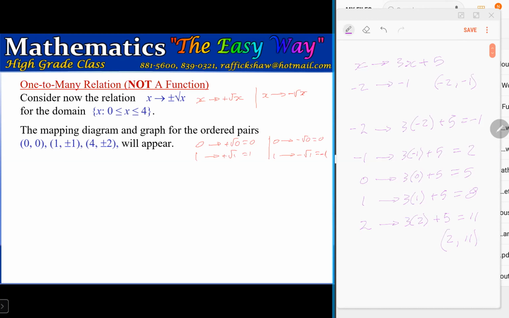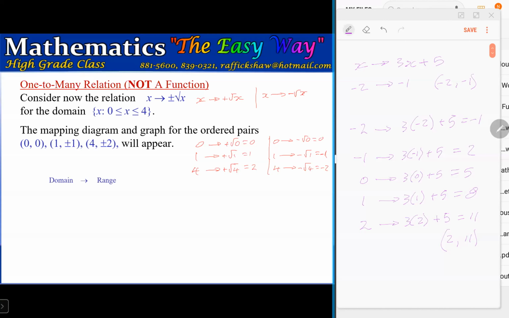All right, so that's one to many. The 4 is mapping onto positive root 4, which is 2. And the 4 is also mapping onto negative root 4, which is negative 2. So you see 4 mapping onto 2 and negative 2, 1 mapping onto 1 and negative 1, and 0 mapping onto 0. So that's one to many.